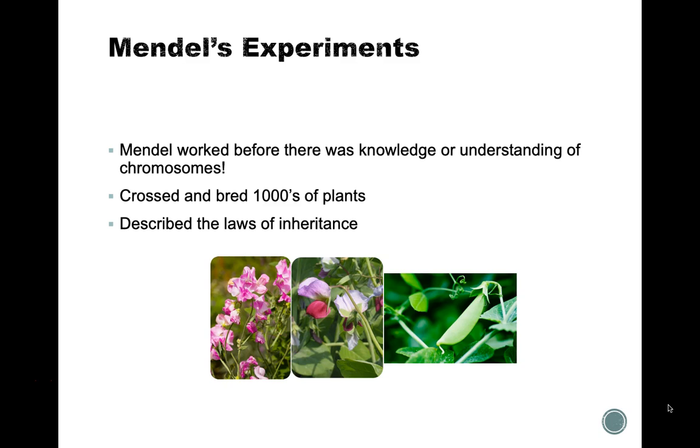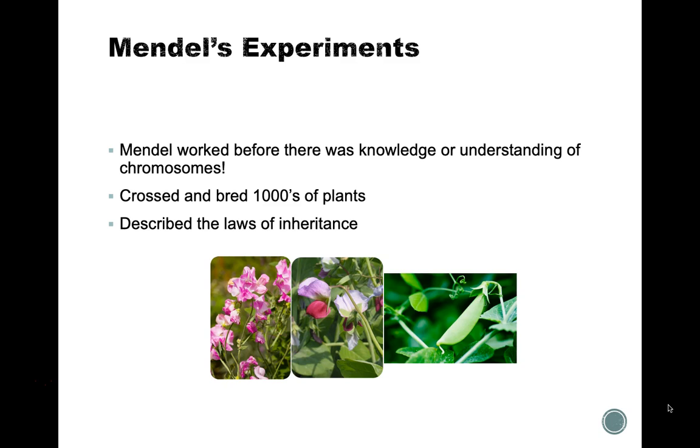So all of his work amounted to crossing and breeding thousands of plants over the course of his studies. So many years doing this. And that was really important because it's all about the numbers. The more data you have to support your hypothesis, the better off you are. And if you continue to support that hypothesis, then it lends better credibility to your experiment and to your hypothesis.